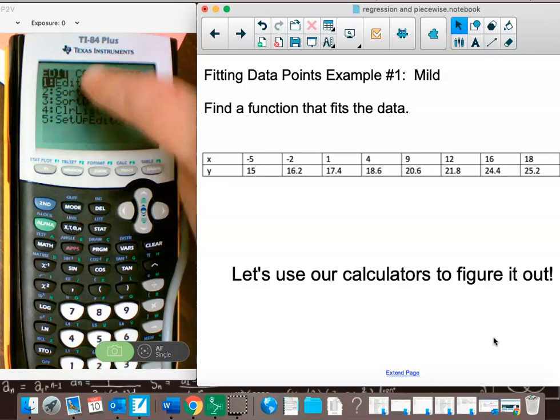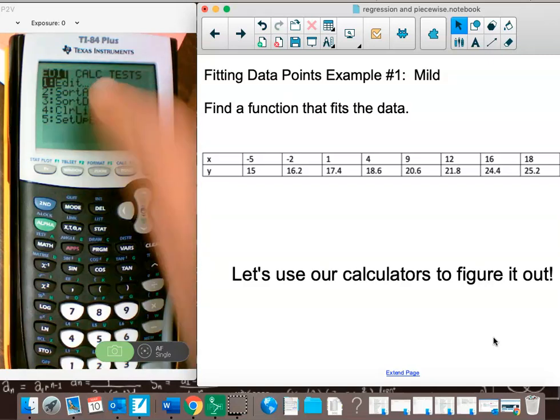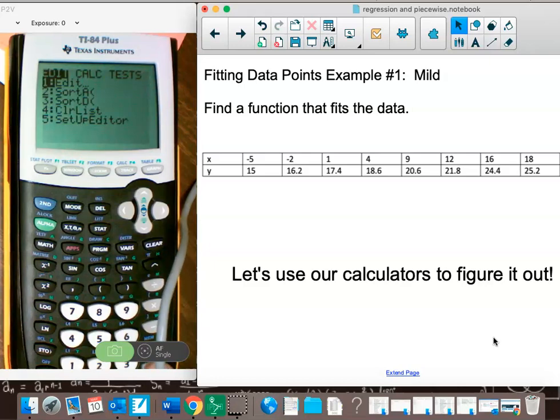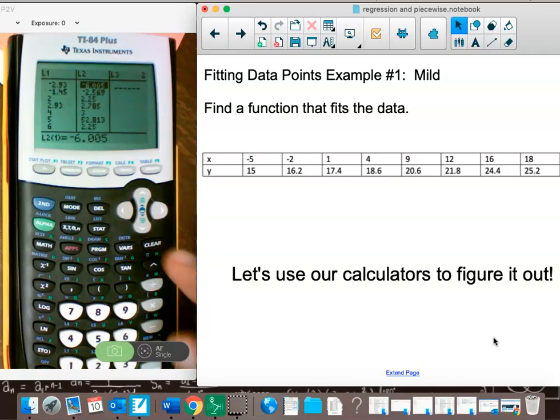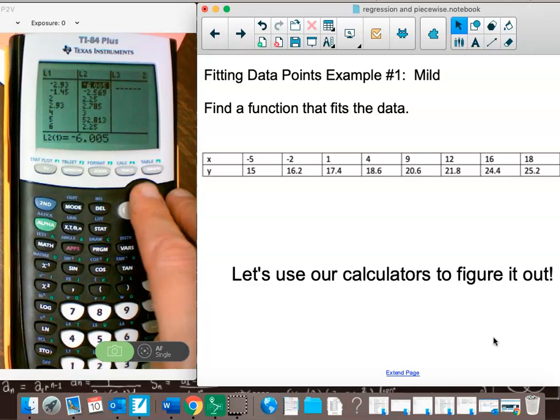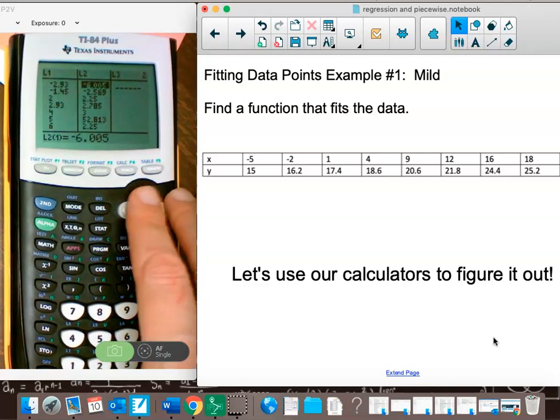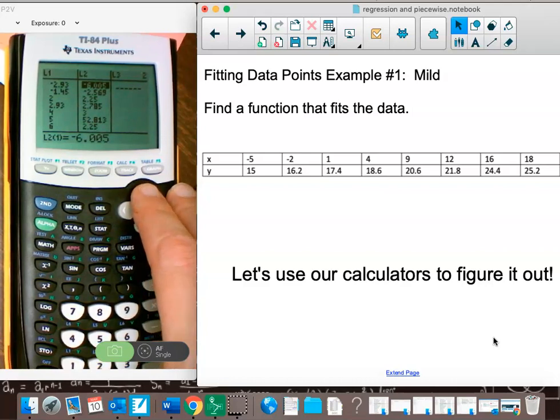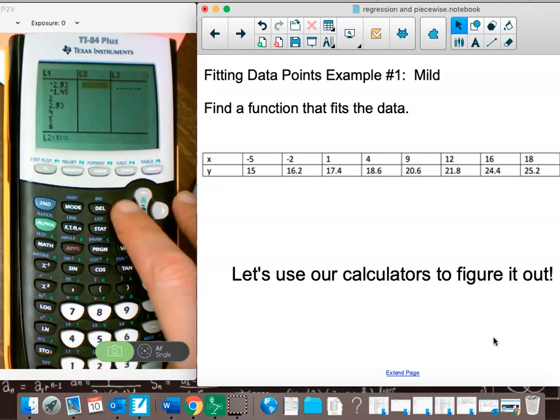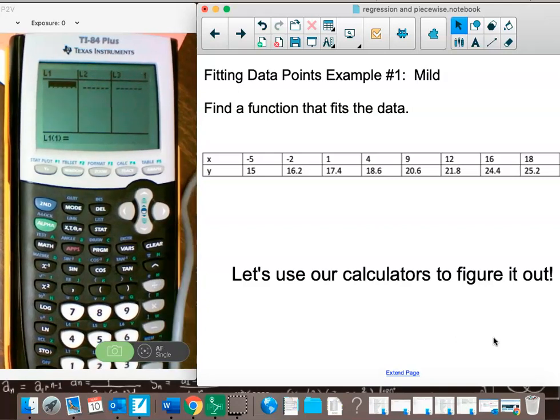Then to edit your list, you're going to hit enter on edit. Now I have stuff in here from last hour. Does anyone else have stuff in their lists? Okay, no, all right, I'm just going to clear mine out. I'll teach you how to clear in a minute. Okay, so are you all sitting at under L1 and it's empty?